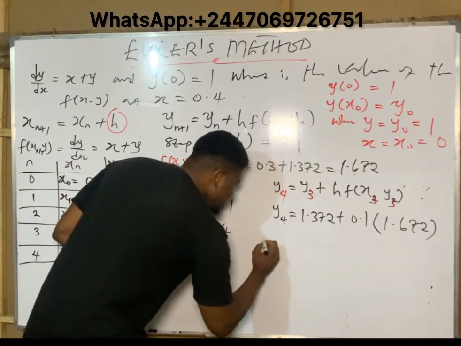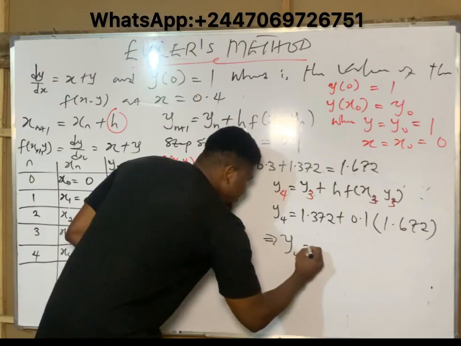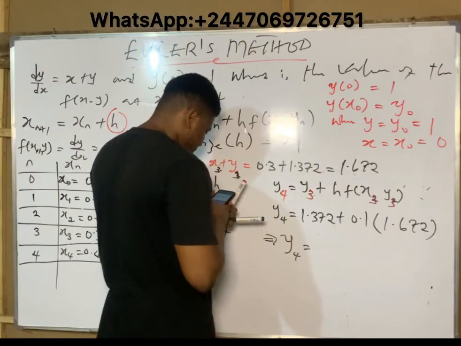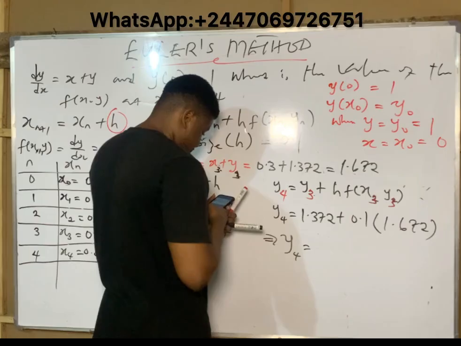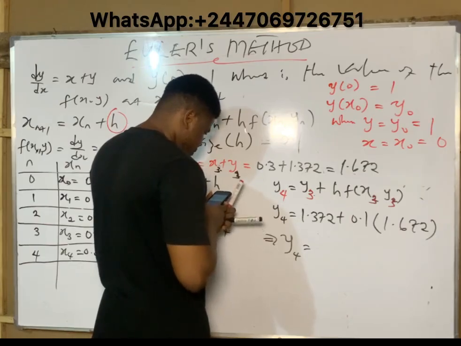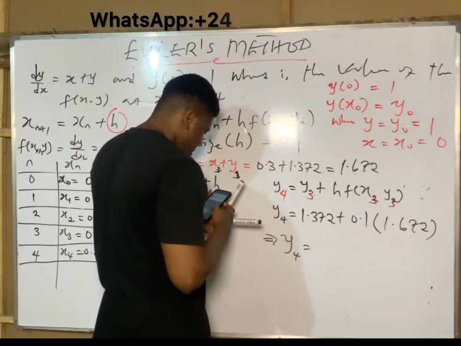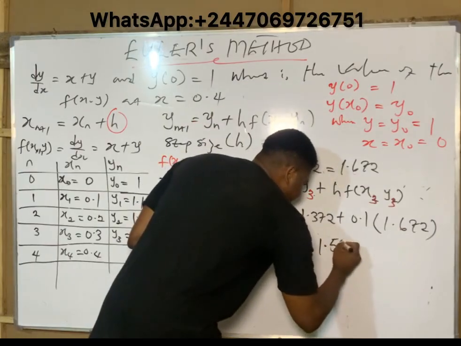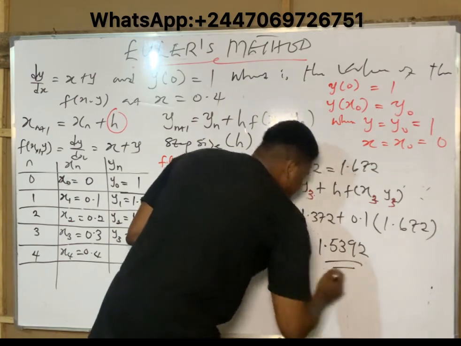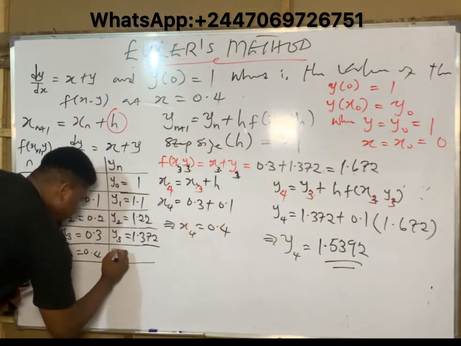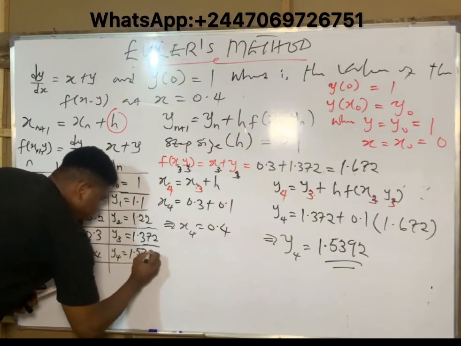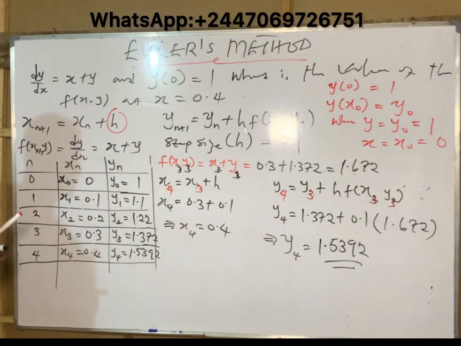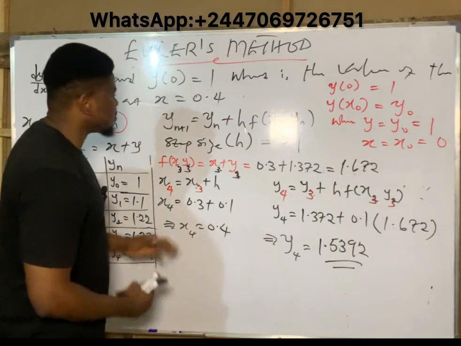So this simply implies that the value of y is going to be equal to, let's evaluate everything together: 1.672 multiplied by 0.1 plus 1.372. This gives us 1.5392. So y4 equals 1.5392. This becomes the approximate value of that function when x is equal to 0.4.